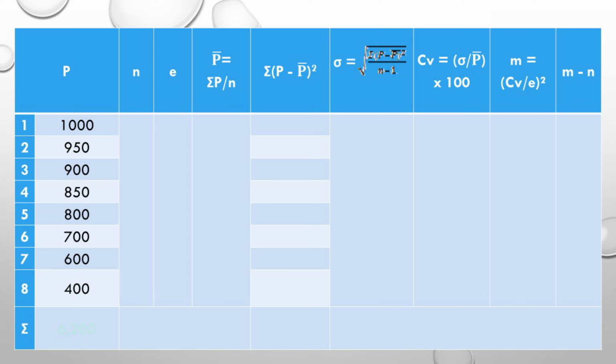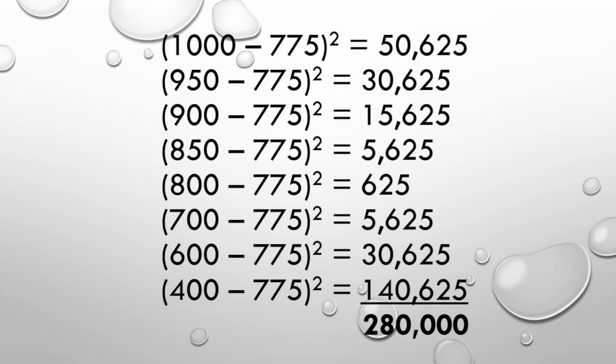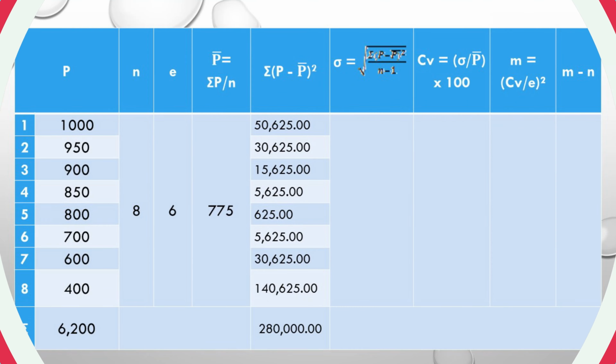Let's create a table. First, we have the column for the mean annual rainfall. Next column is number of rain gauges. The third column is the permissible error. Then the average annual rainfall. The fifth column is the summation of P minus P bar squared. Then we have the column for standard deviation.